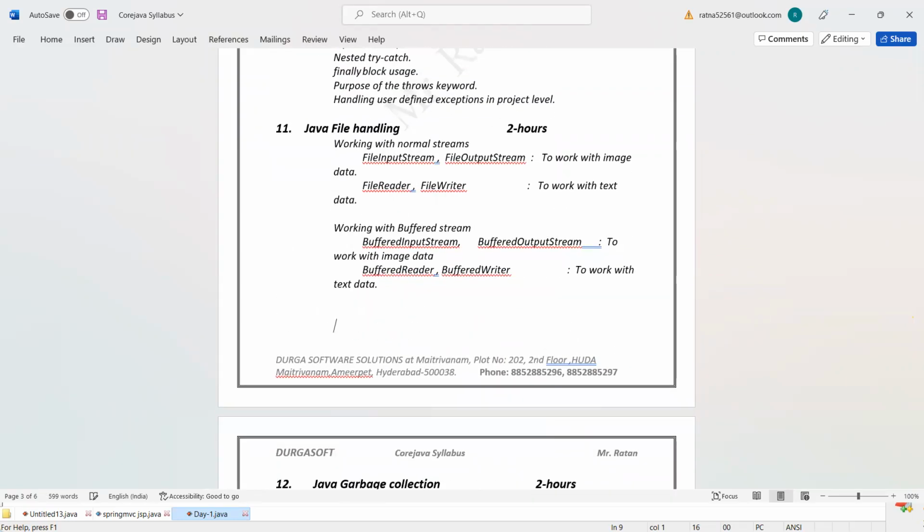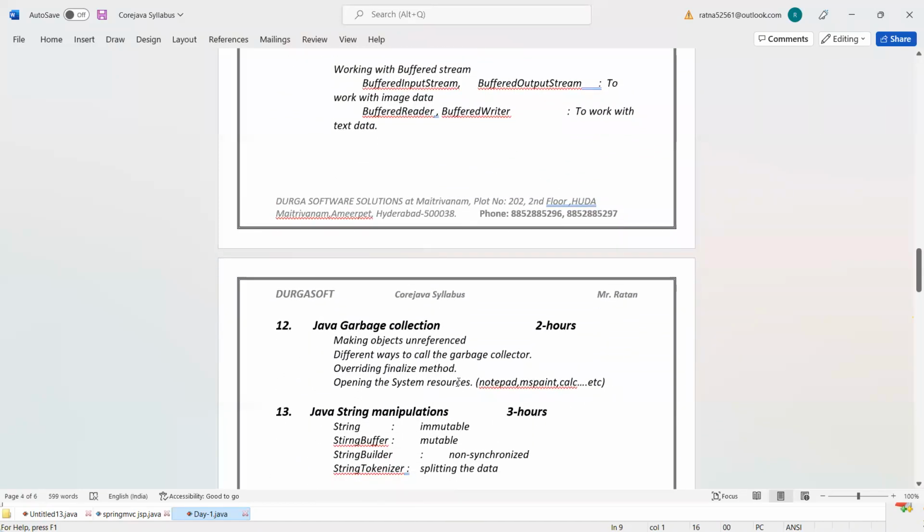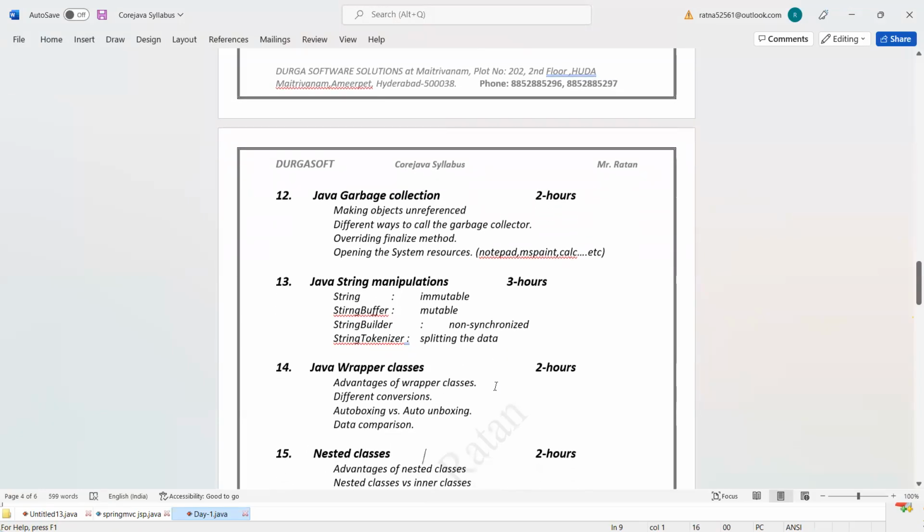Then you'll see file handling, working with normal streams and buffered streams, the 11th topic. And the 12th topic is garbage collection: how to collect unused, useless objects and release the resources. The 13th topic is string manipulations: what is a mutable class, immutable class, string versus string buffer, string builder, and string tokenizer. Then Java wrapper classes: advantage of wrapper classes, different conversions, auto boxing versus auto unboxing.